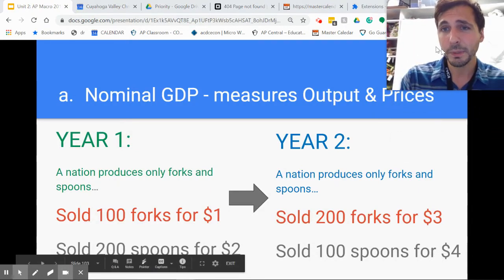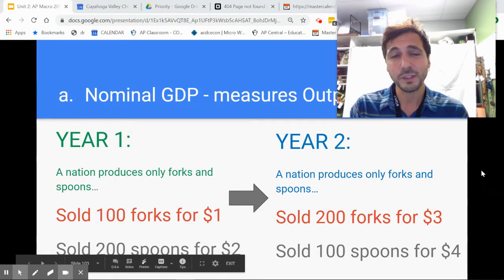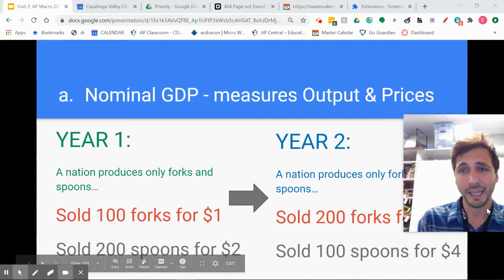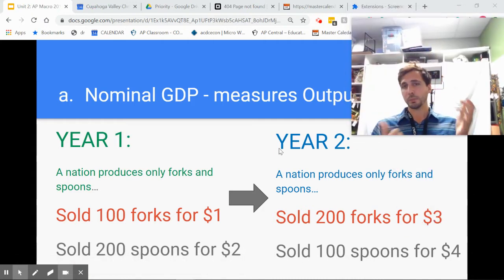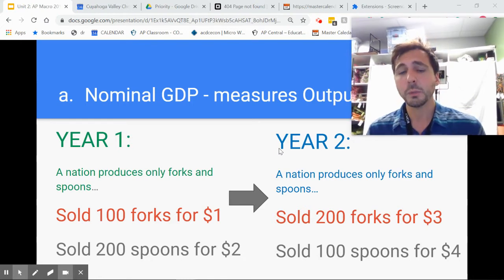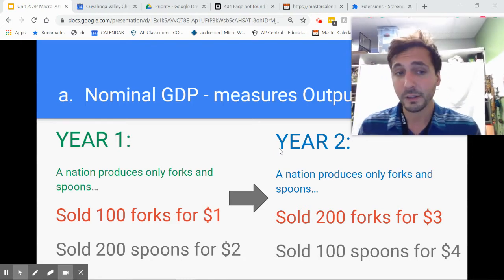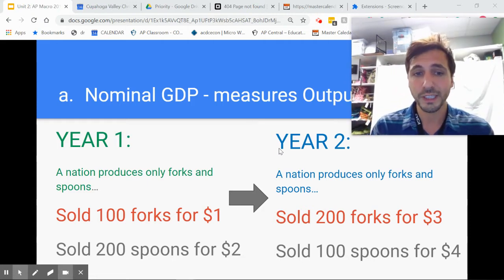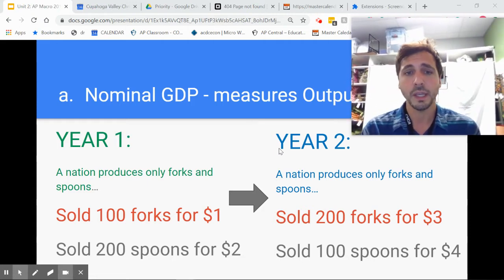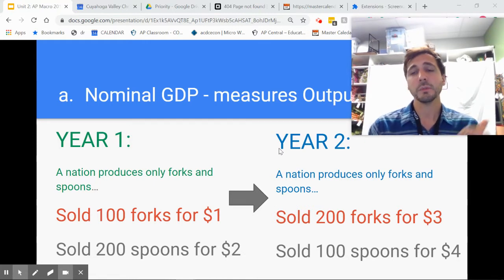So nominal GDP measures output and prices all together. That says output and prices, right? They're all combined. So in year one, let's say this nation produces only forks and spoons. In year one, they sell 100 forks for $1 and 200 spoons for $2. So my total GDP there, if that's all that I produce, is going to be $100 in forks, $400 in spoons. So I'm going to have $500 in GDP there.